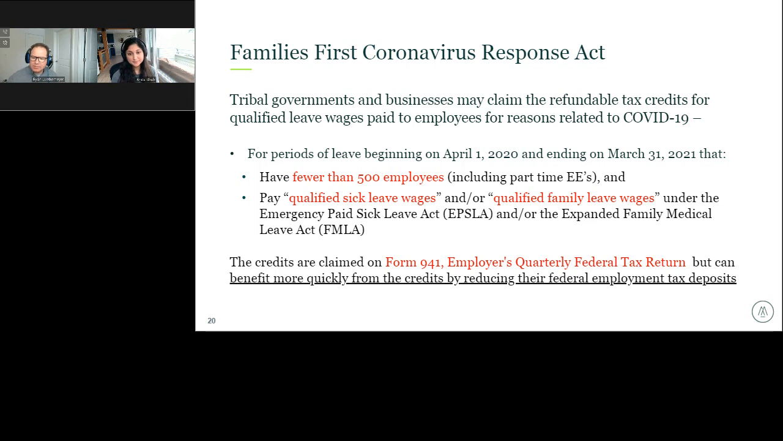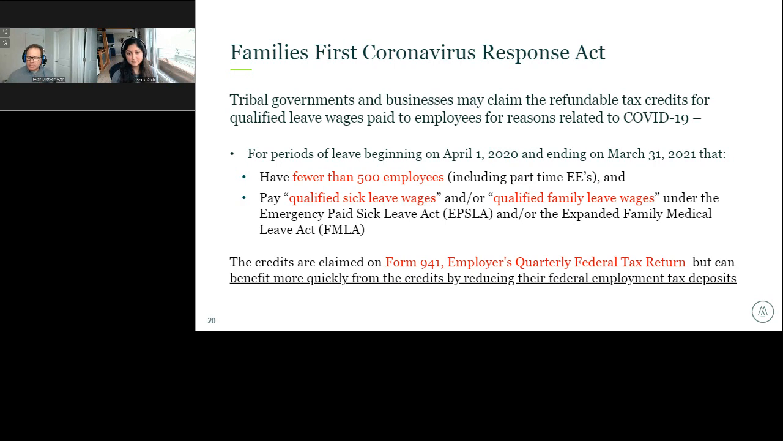So let's talk a little bit about what Families First, what we got here. Essentially, for the periods of leave beginning on April 1st and ending March 31st of this year, you really have to look at first, if you're an employer that has under 500 employees, this credit may apply to you. So that's the marker, right? If you're over 500 employees, you can't take advantage of this. So want to get that right off the bat.